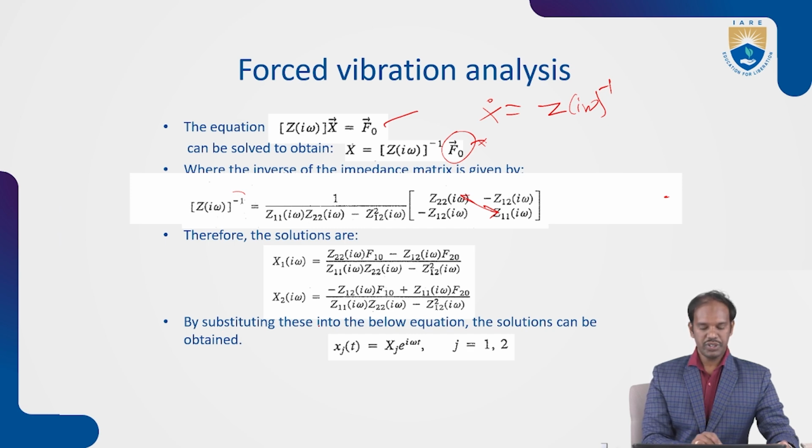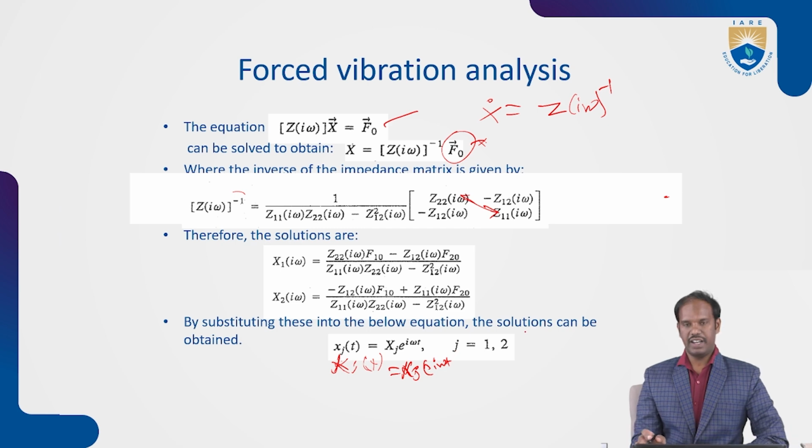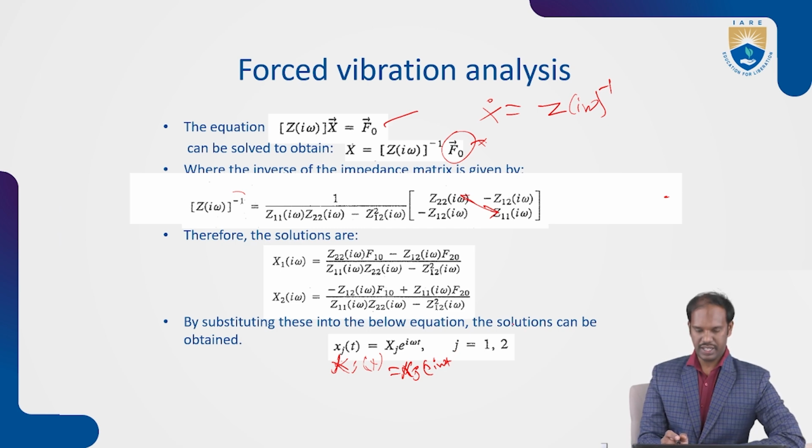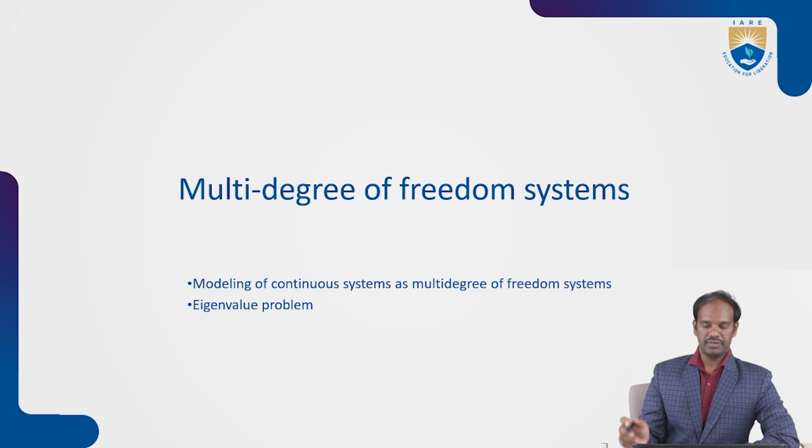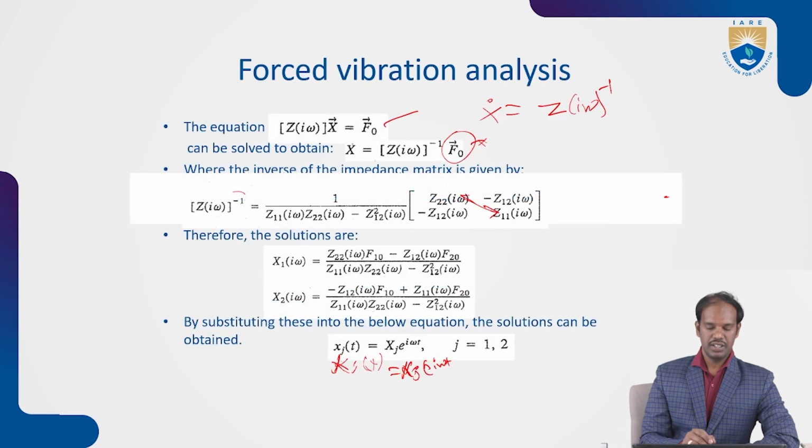And substituting this equation into the below equation, which will be solved with x of j of t, x of j of t, we are able to write it in terms of x of j e to the power of i omega t. J equals to 1, as we have just seen previously also, right? And that is the spring mass system vibration analysis of this particular system.